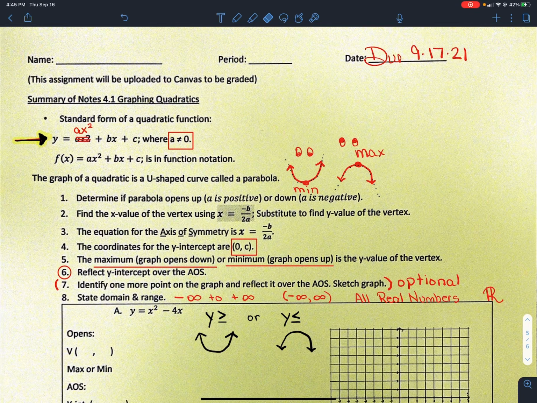Hey y'all, let's get started with tonight's independent practice. Please remember that this is due tomorrow, okay?